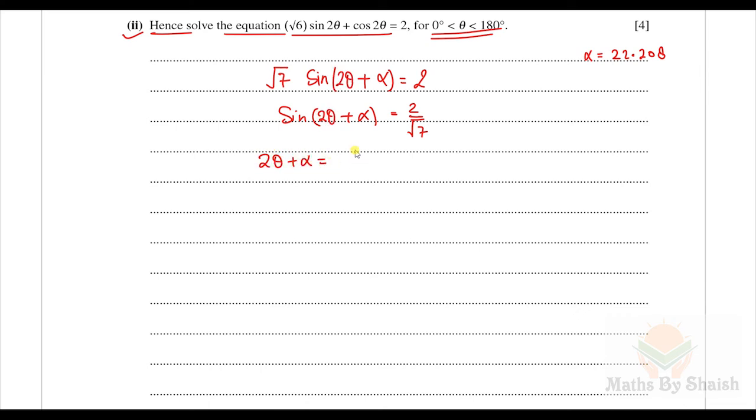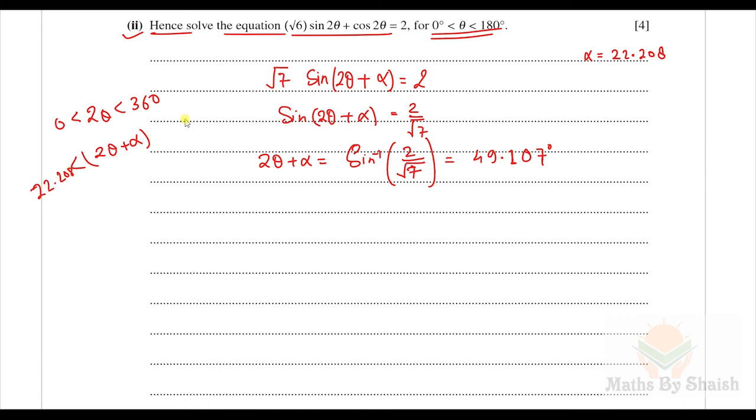Since it is 2 theta, we know 2 theta plus alpha is equal to sine inverse of 2 over root 7, and from the calculator this value is 49.107 degrees. Now because this is 2 theta, we need to check the range of values. 2 theta will be between 0 and 360, so 2 theta plus alpha is greater than 22.208 and less than 382.208. So we are going to calculate between 22 and 382.